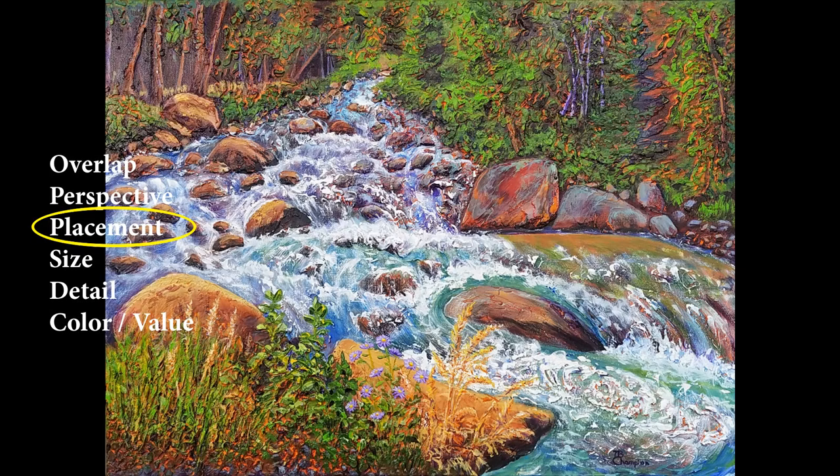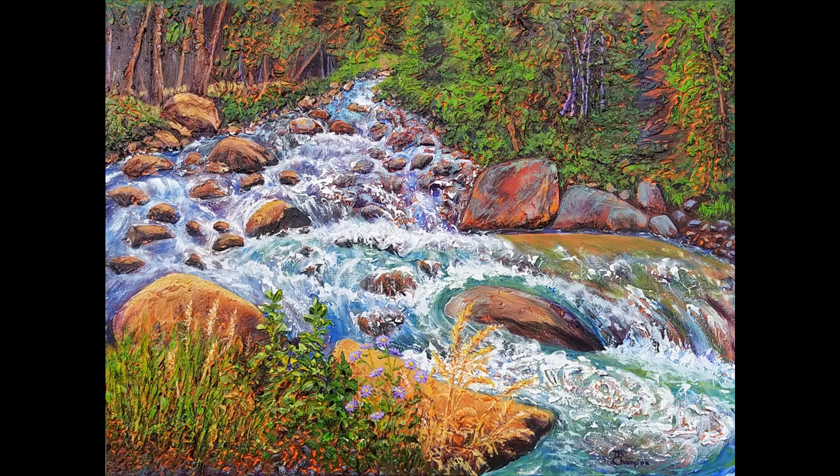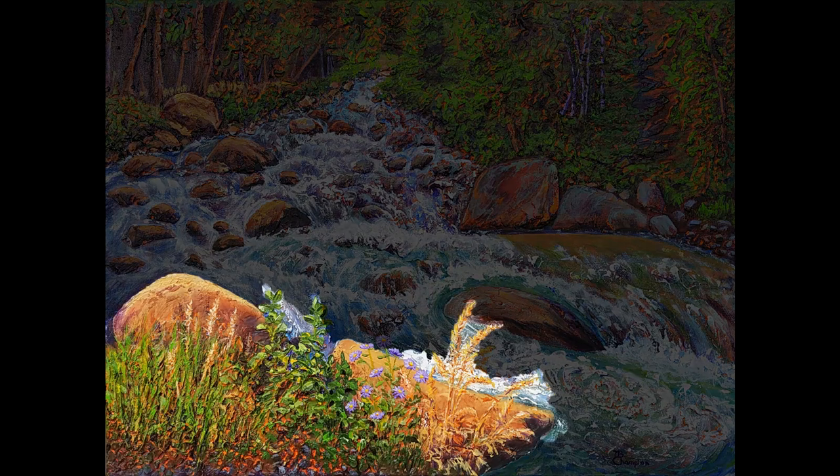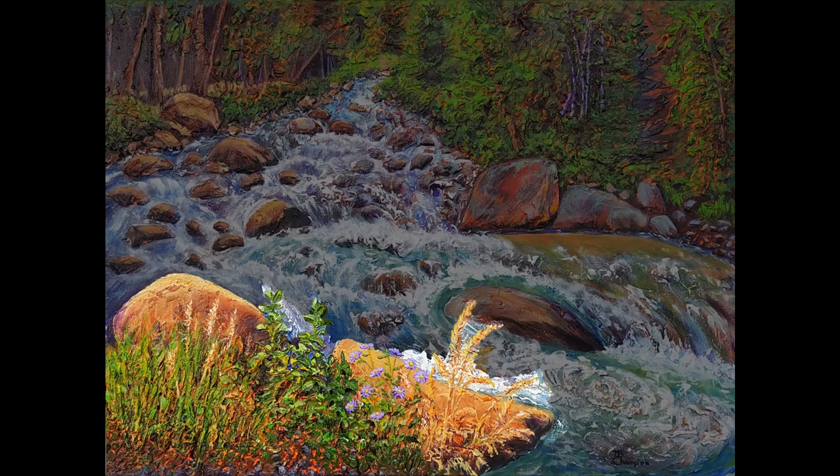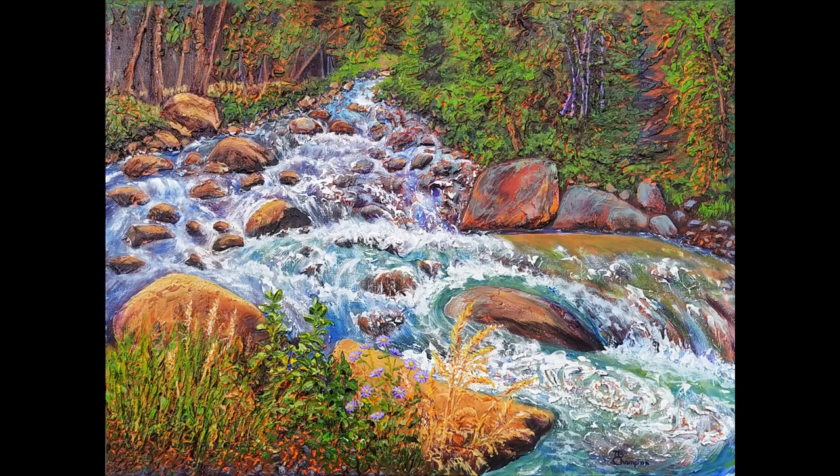Placement. Location of objects in a composition shows space. In this painting, objects lowest in the composition are in the foreground. They are the vegetation and large rocks. They are larger and closest to the viewer.